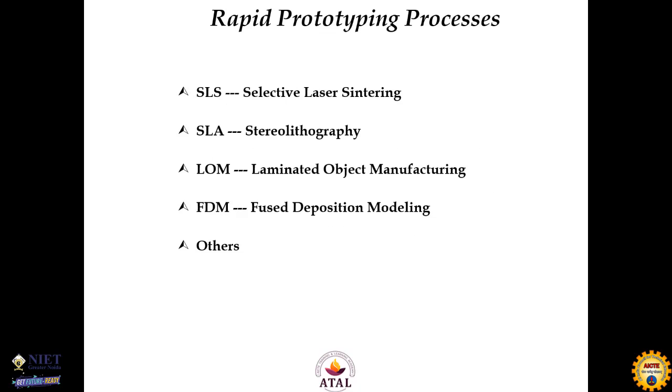Now, rapid prototyping processes. Different types of rapid prototyping processes are available nowadays, starting from SLS, SLA, LOM, and FDM. These are the four prominent processes. Apart from these four, there are various other processes also available in the market in commercial form and in R&D form.